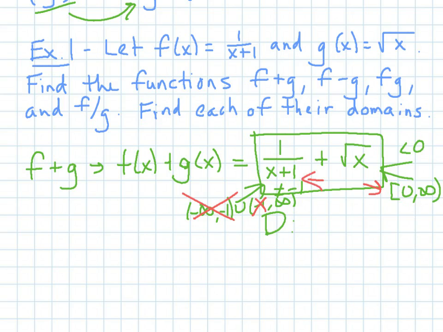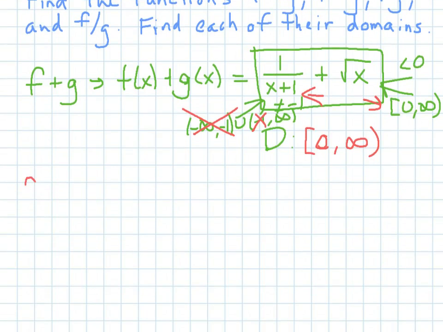So together, the overlap would be the radical. And it's not always the case. Sometimes, depending on what this denominator is, it could change or alter what you're doing, because there may be another number you can't include or something like that. But for this case, your domain is going to be from 0, including 0, comma, infinity. So let's move on to the next one.